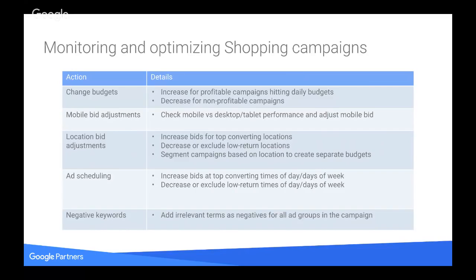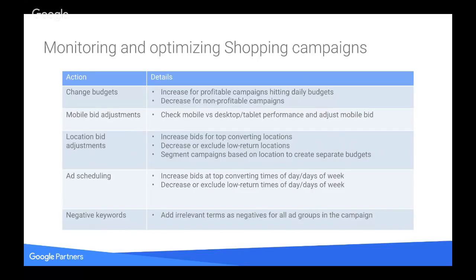You also have something called ad scheduling, which allows you to increase bids at top converting times of the day and also decrease or exclude low return times of the day or of the week for that matter. So say you convert a lot more on Saturdays than on Mondays, you can go ahead and reduce the bid on Mondays, or even choose to eliminate Mondays completely and increase the bid on Saturdays.